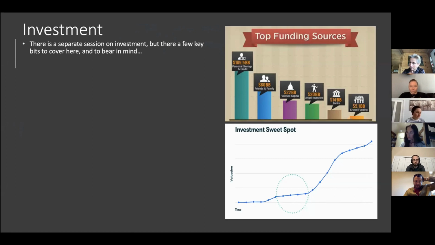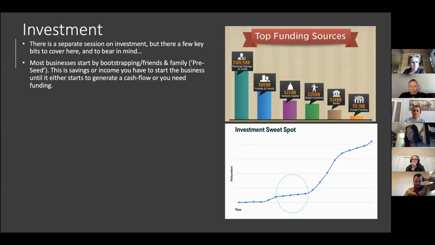Now, there's a separate sheet on investment we're going to go through at a later session, but some key bits to cover off here are that when you start a business with a business plan, there's an expectation that you will run it with your own funds or friends and family for a period of time until you can get a sensible proposition together, and that sales or income gives you that run rate at the start.